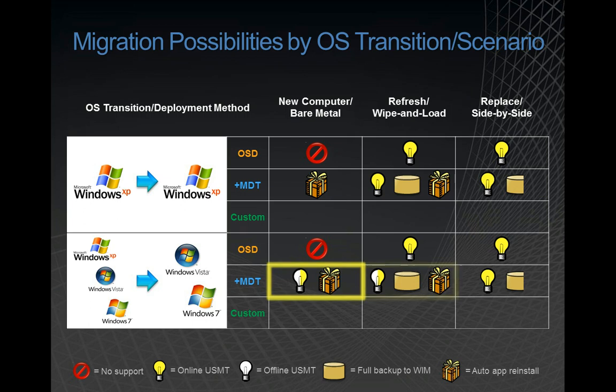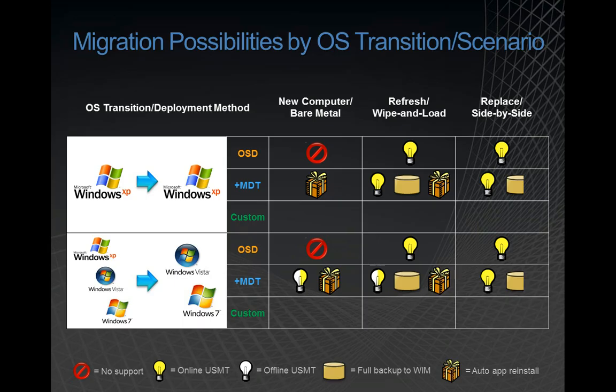Moving on, for the refresh scenario, MDT again gives us the ability to reinstall apps, perform a full system backup prior to reimaging, and perform offline user state capture with UDI only, and only when upgrading to Windows 7. Otherwise, it's online state capture, so again, we have the multicolored light bulb. For the replace scenario, our options remain unchanged from those when deploying Windows XP with MDT. So, those are the data migration capabilities supported by OSD and MDT for each OS version transition and deployment type.